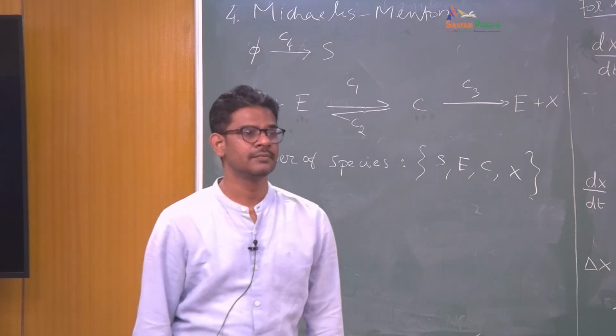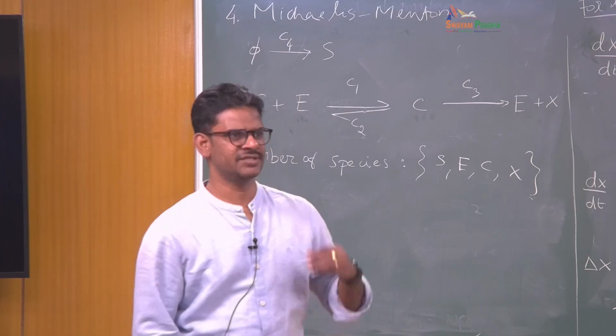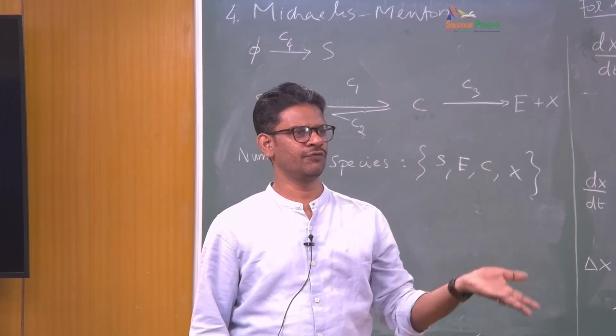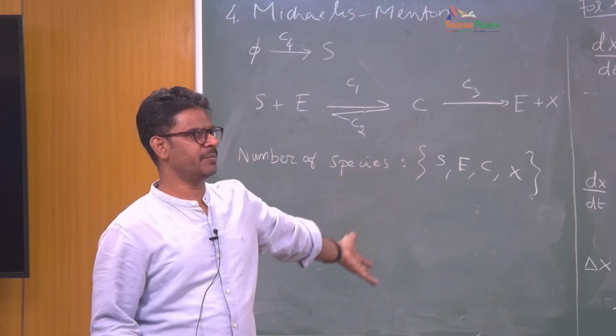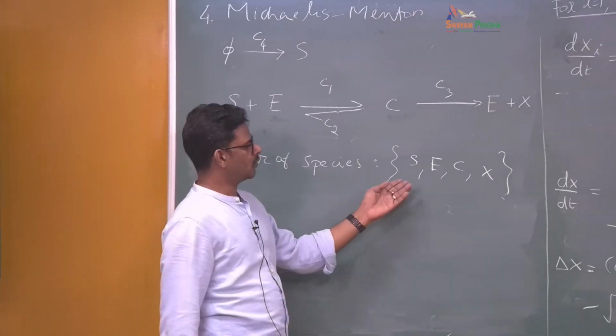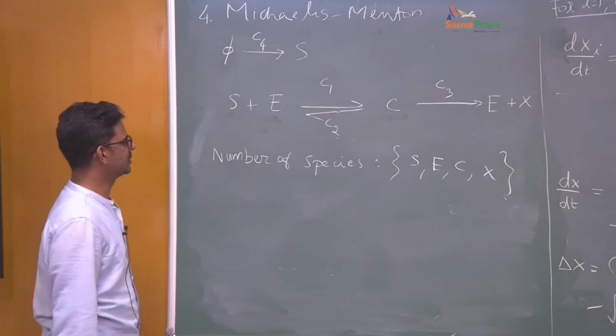The source is in some reservoir. You don't really account for how much is there. It's constantly putting in some amount. You don't worry about where it's coming from. It's something that we don't want to account for, because that is not limiting my reaction. So the quantities that we want to track are these 4 chemicals, or 4 species.